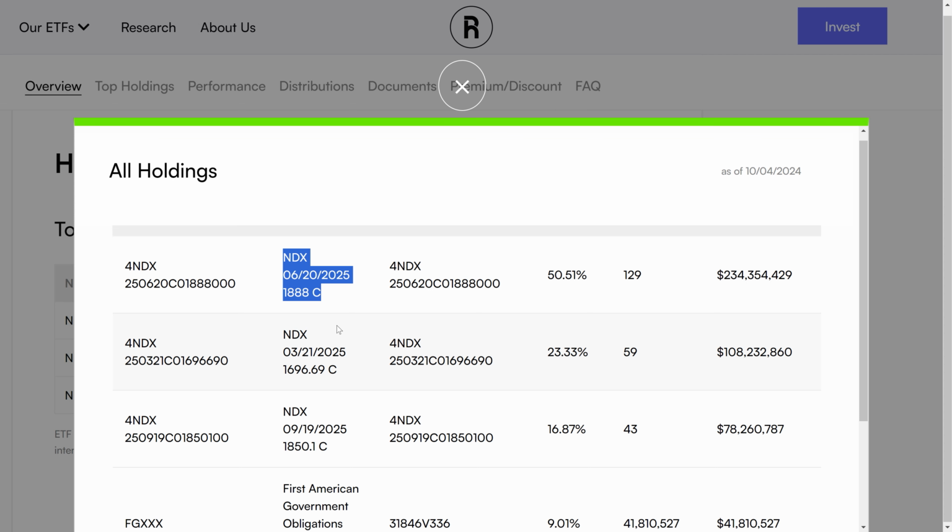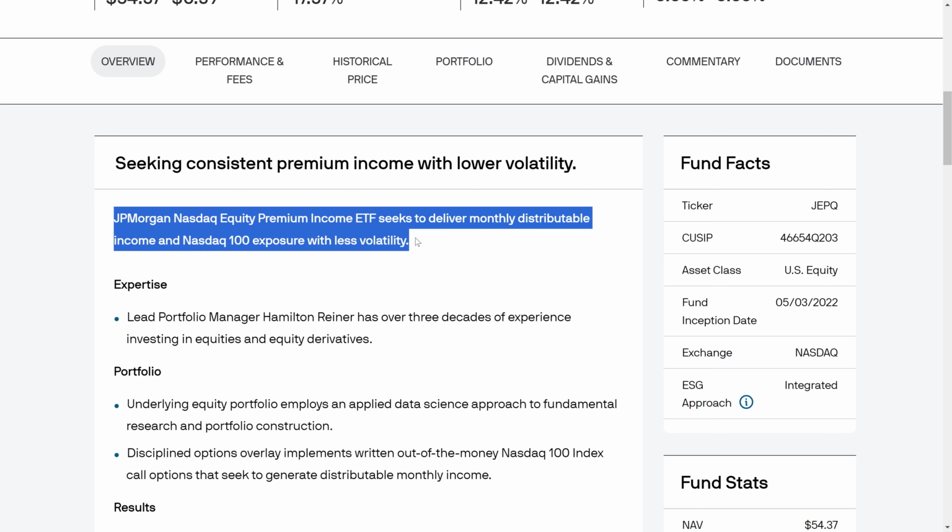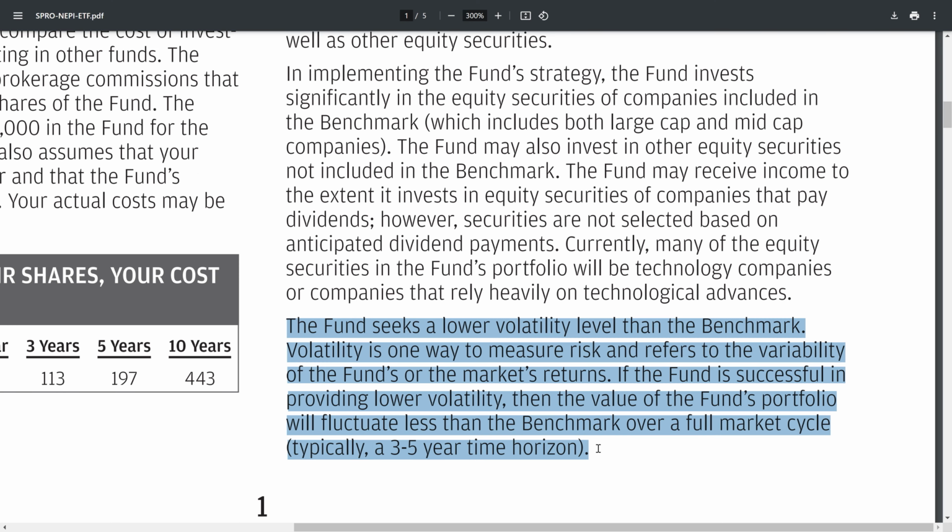Conversely, JEPQ holds Nasdaq 100 stocks directly, but not exactly one for one, because the goal of JEPQ is to generate lower volatility of its portfolio over some long periods of time, like 3 to 5 years compared to Nasdaq 100. And so for this reason, they use their own proprietary models to pick stocks from Nasdaq 100. Also, they can pick and hold other stocks outside of Nasdaq 100, although there are some limits.